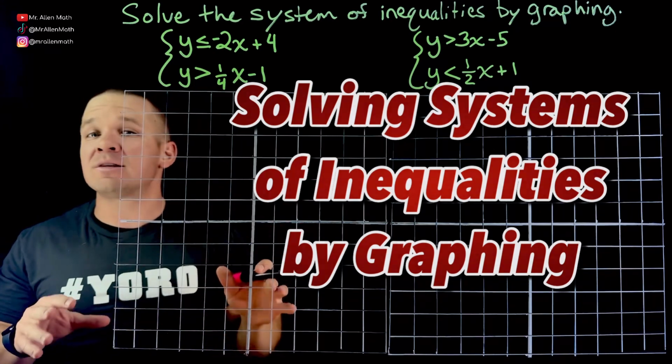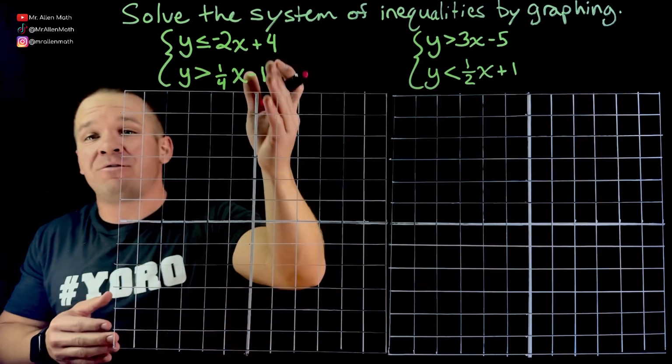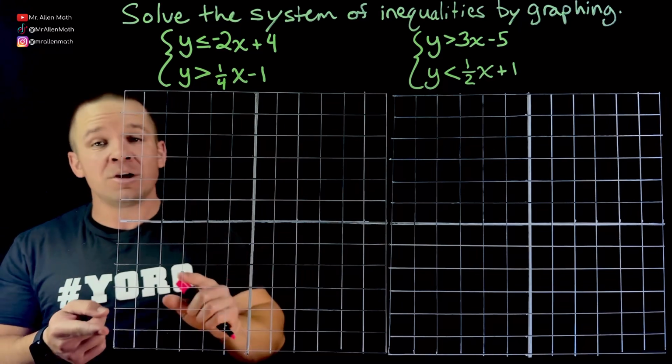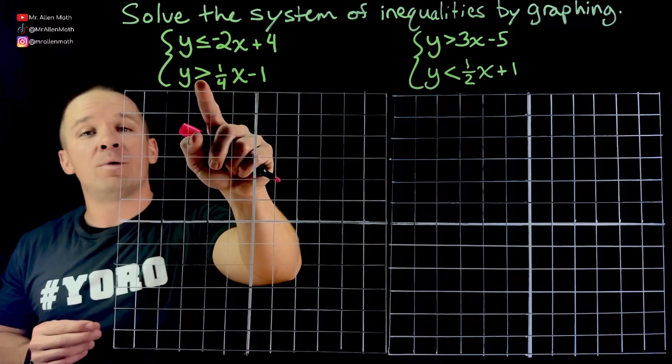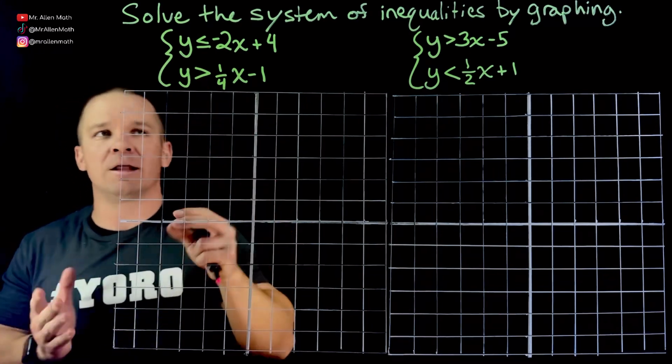It starts the same way as solving an equation by graphing. We just need to graph these lines. But you're either going to use a solid or a dashed line. This first one, because it's equal to, has a solid line. When it's not equal to, it's a dashed line. All right, let's get started.